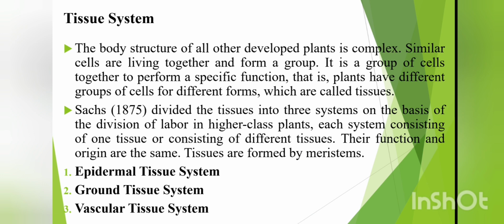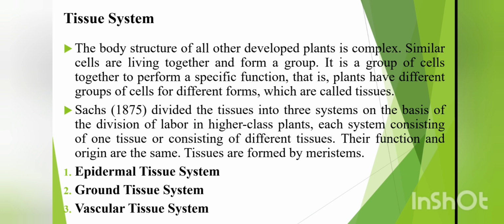Tissues are groups of cells that form a tissue. The body structure of all other developed plants is complex. Similar cells live together and form a group, performing a specific function. Plants have different groups of cells for different functions, which are called tissues. So basically these are groups of cells performing a specific function.